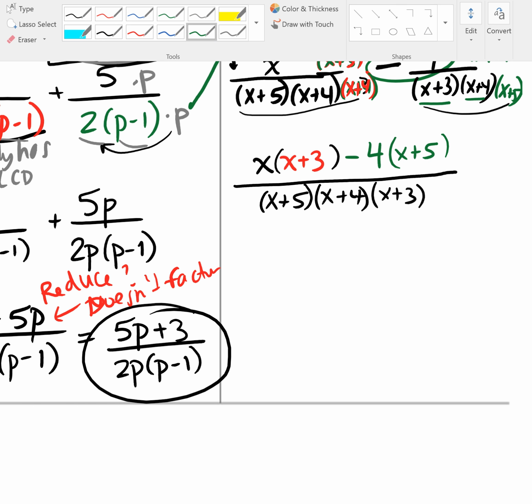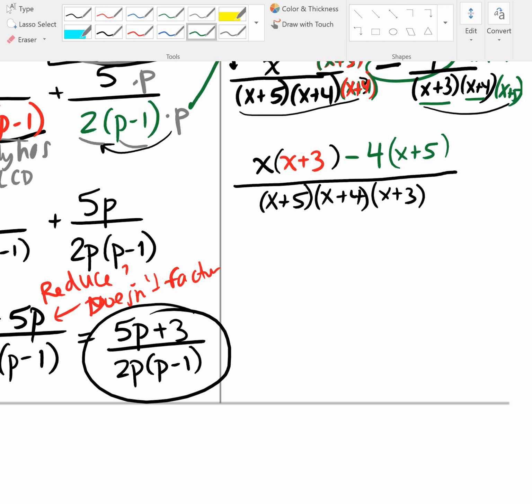Now I'm going to distribute, because if I distributed before, I might not be careful enough. So let me distribute this x times 3, and think of this as negative 4 times x, and negative 4 times 5. What do we get there? X times x is x squared. X times 3 is 3x. Then negative 4 times x is negative 4x. Negative 4 times 5 is negative 20. And then all over that common denominator.